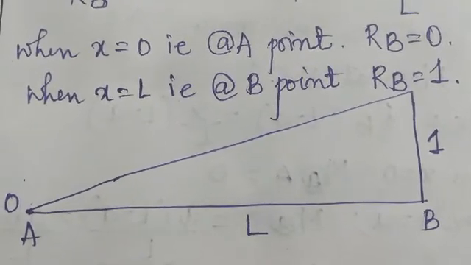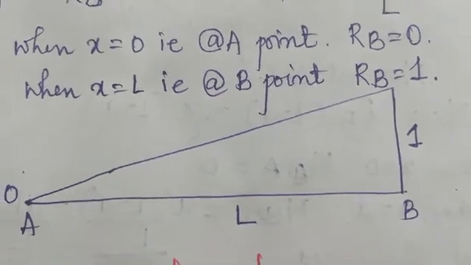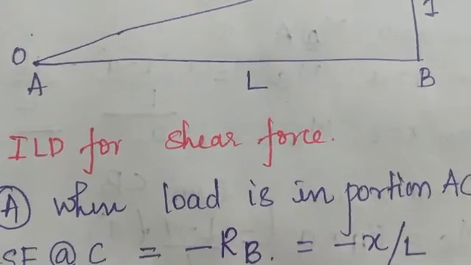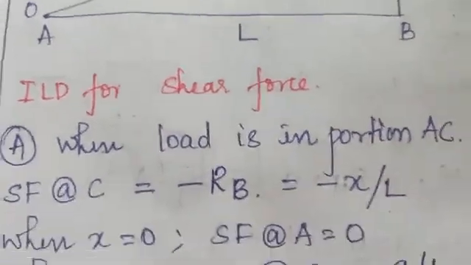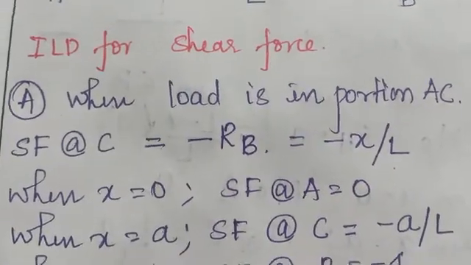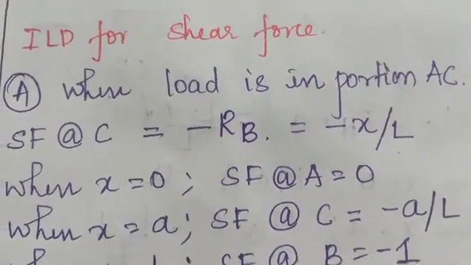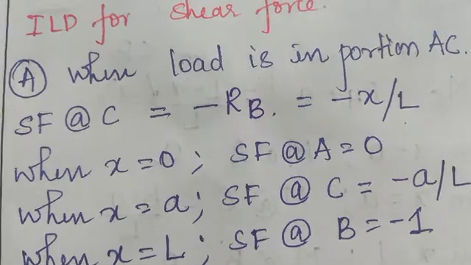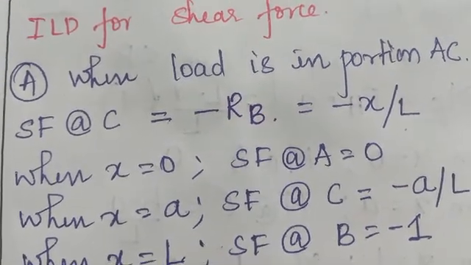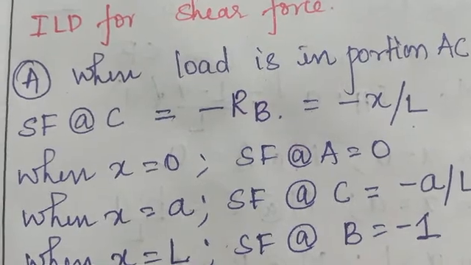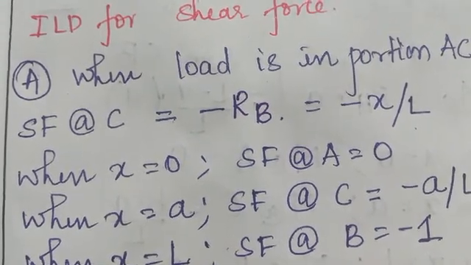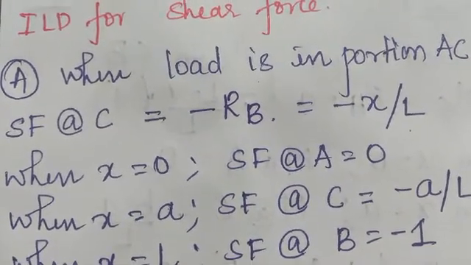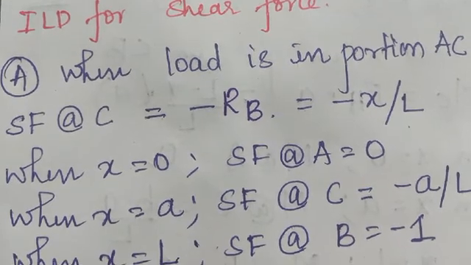Okay, this was about my reactions. Now let us draw the influence line diagrams for shear forces. When we are doing shear force diagrams, we have to consider two sections. Suppose that the 1 kilonewton load has travelled some distance from support A, and we are going to calculate the shear forces on either side, that is on the left side of the load and on the right side of the load.